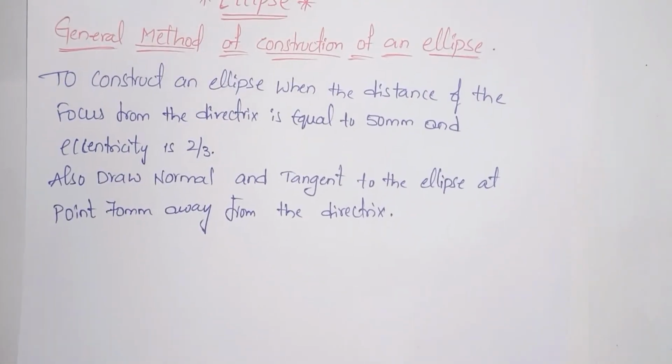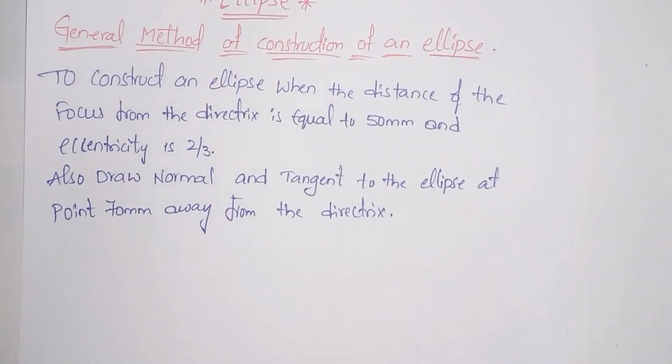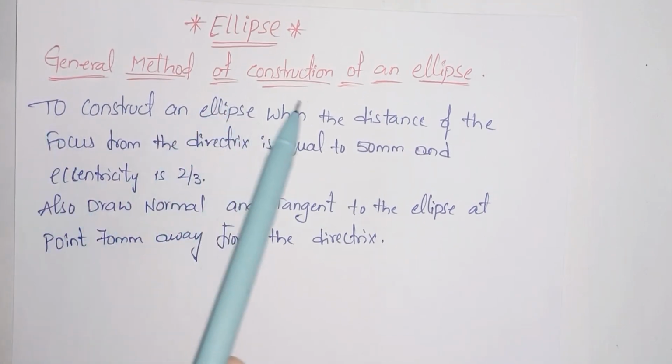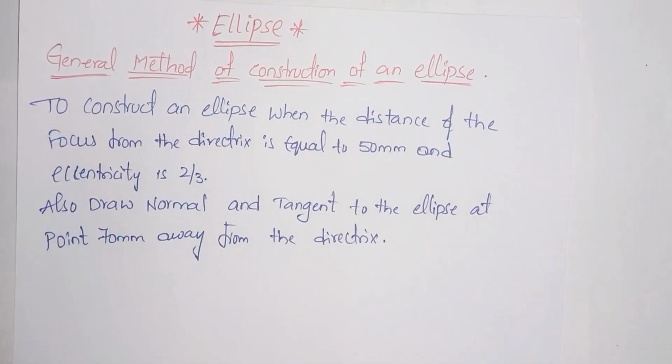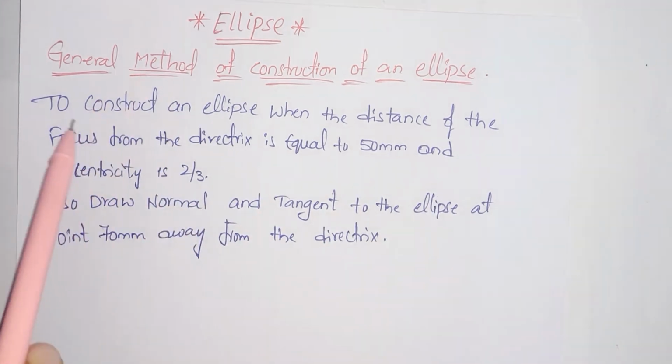In engineering graphics, we only have to follow the general method of construction of an ellipse. For the general method, we follow the rules: directrix line, axis line, focus and vertex. This is very important for 5 points. So what is the question given?